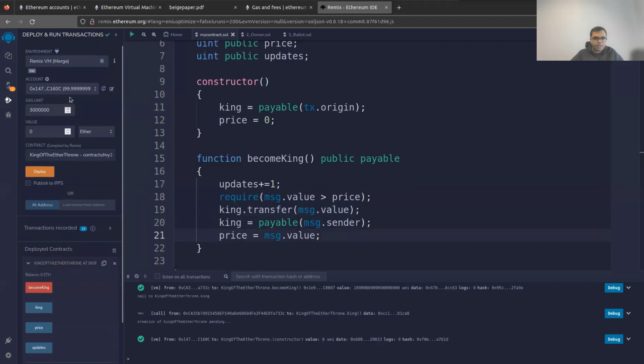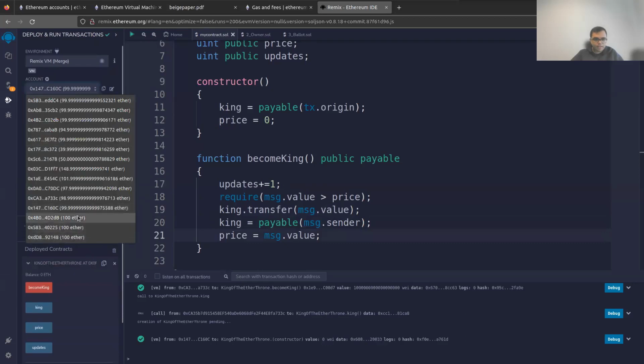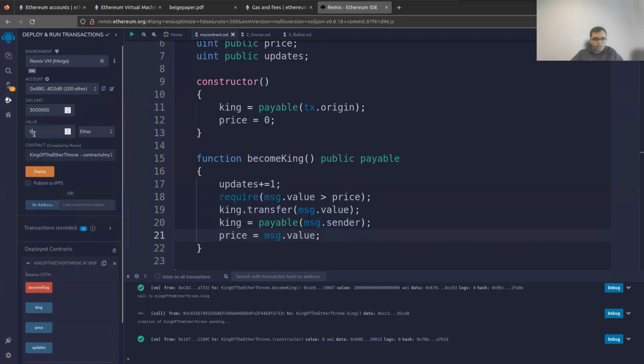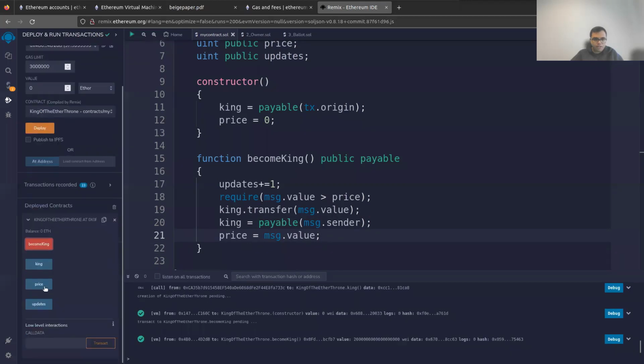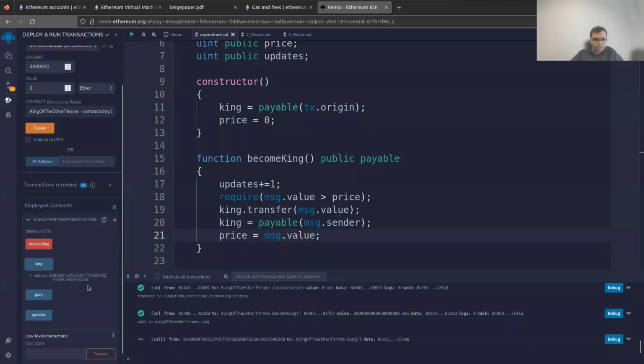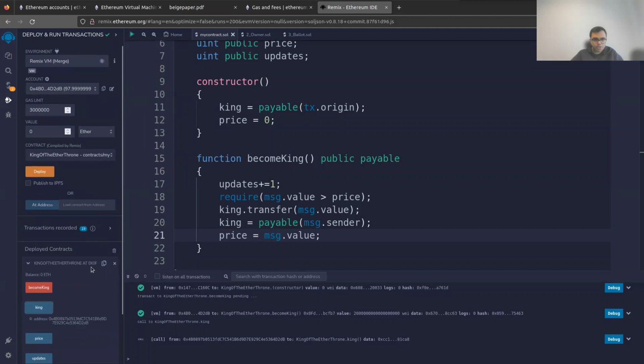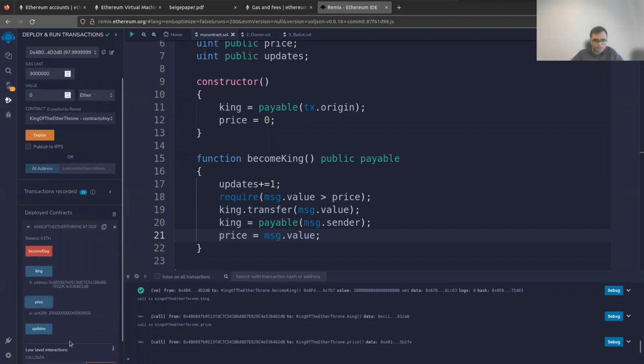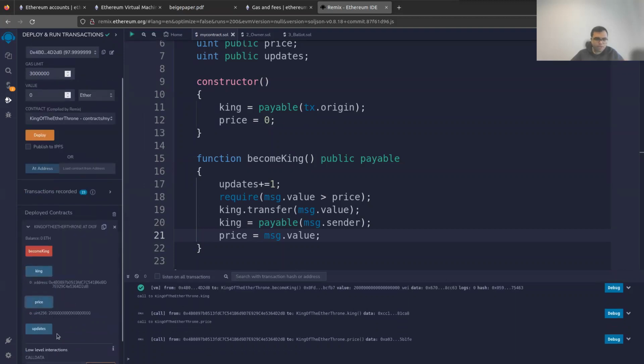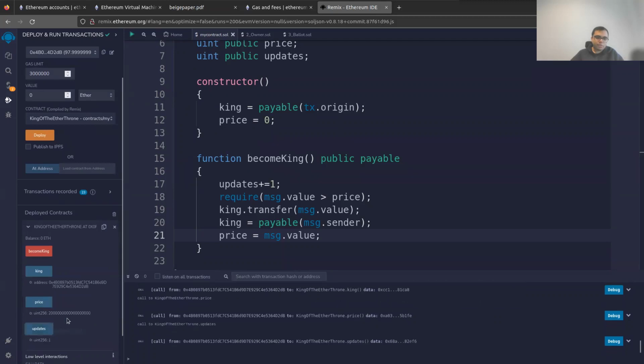And now let's say that this account wants to pay 2 units, 2 Ether to become king. So now if I ask who's the king, this is the king, the account that paid 2 units. What's the price? It's 2 Ether. And what were the number of updates?